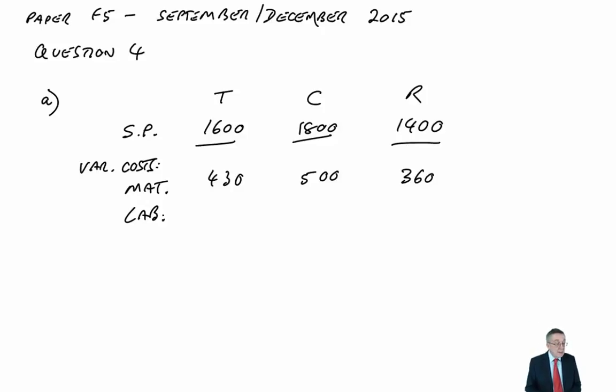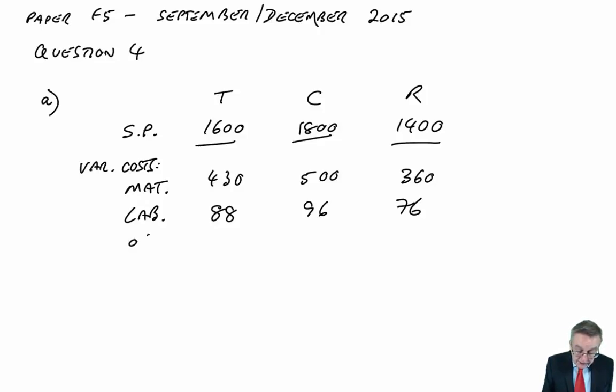So for contribution, we want the variable bit. So for T, 40% of 220 is 88. For C, 40% of 240 is 96. And for R, 40% of a labour cost of 190 is 76. Finally, variable overheads, 110, 120, 95.